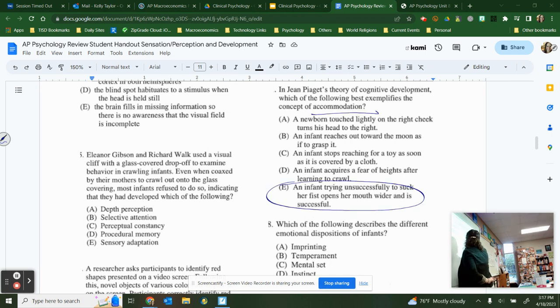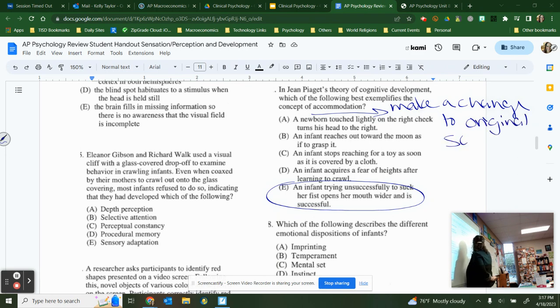Because accommodation means you need to make a change to your original schema. I didn't read it right because there's no comma. I read it like an infant opens her mouth wider. Yeah, they make a change to the schema. The schema is just their basic perception, their idea about how the world works.